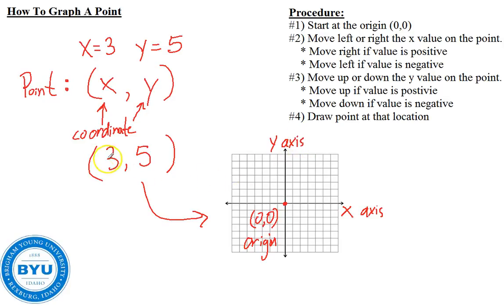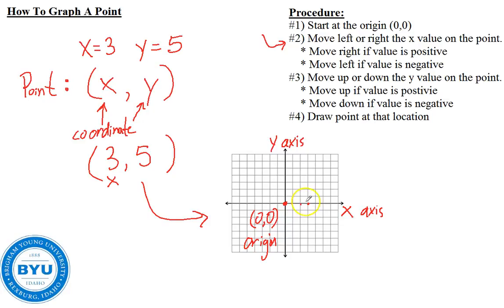So if you need to graph the point 3, 5, the first thing you should do is put your finger right on 0, 0. And then step number 2 tells us to move left or right x number of spots for the x value. Now remember, the first value is the x value. And so because it's 3, I'm going to move 3 spots to the right. If it's a positive value, you move to the right. If it were a negative 3, we would have moved to the left.